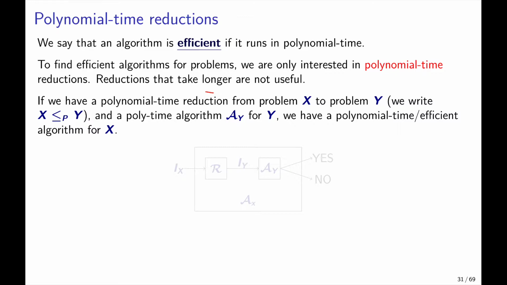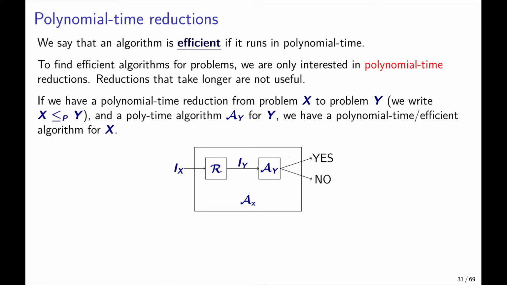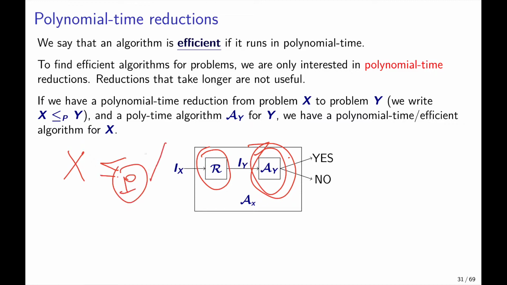Now if we have a polynomial time reduction from a problem X into a problem Y, and we have a polynomial time solver for problem Y, this is the reduction, this is the solver, then we can solve the whole problem in polynomial time. And we designate this fact that we have a polynomial time reduction between X and Y by saying X is smaller or equal, subscript P, than Y.